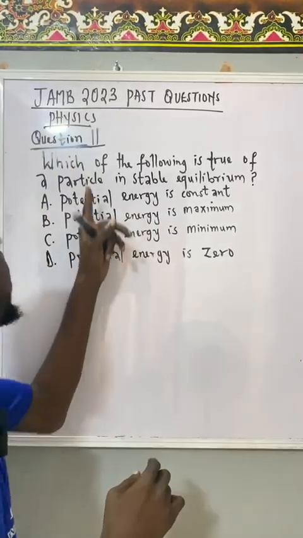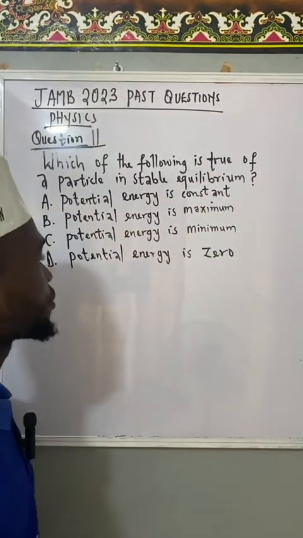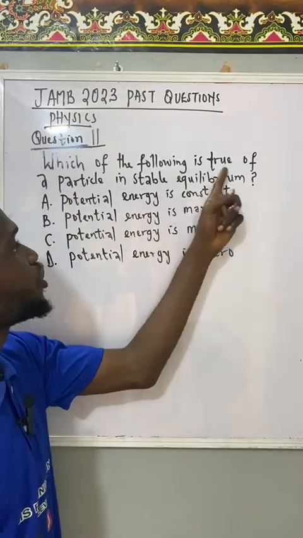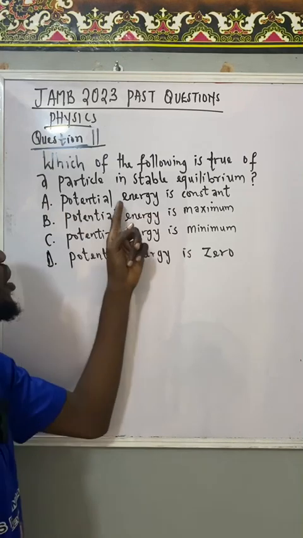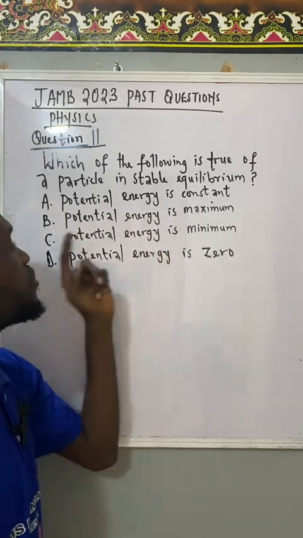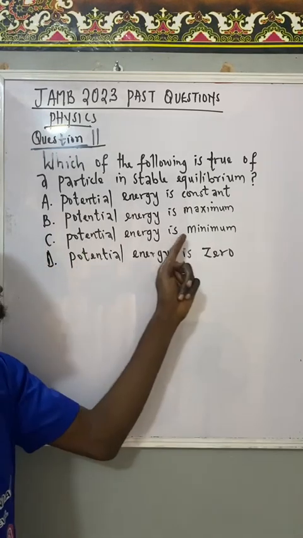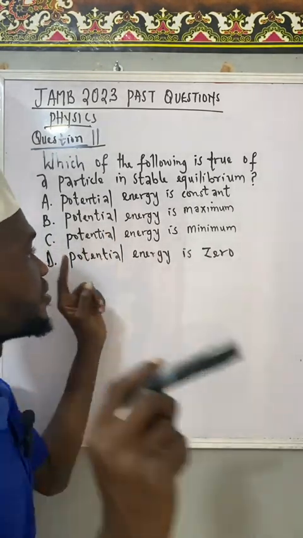Right, let's consider question 11, Physics JAM 2023 past question. Which of the following is true of a particle in stable equilibrium? A. Potential energy is constant. B. Potential energy is maximum. C. Potential energy is minimum. D. Potential energy is zero.